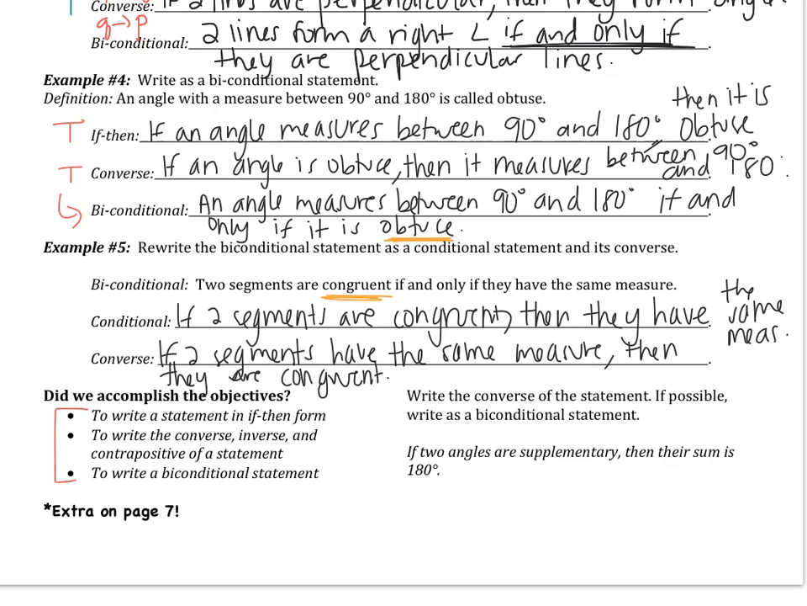Our objectives, we talked about the conditional, the if-then form. We talked about the converse, inverse, and contrapositive. And we also wrote biconditional statements or biconditional definitions. So here's your last example that you are to do. You're going to write the converse of the statement, and then if it's possible, you're going to write the biconditional. If it's not possible, please tell me why. When you come to class tomorrow, I'm going to check to make sure that you have this last example completed. Good luck!